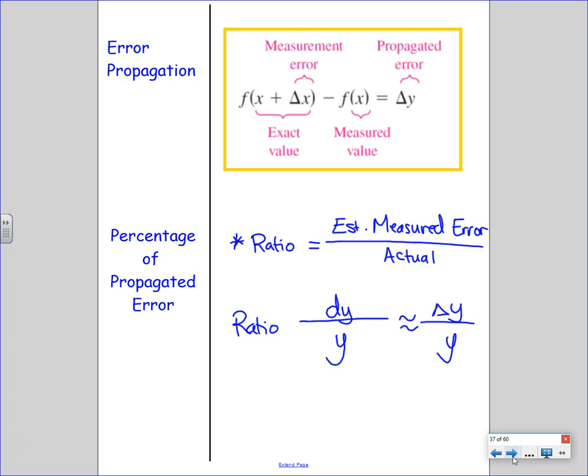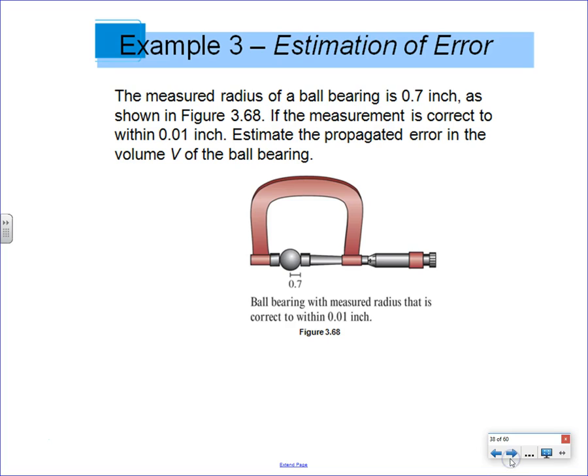So if this is the estimated measurement error over the actual, you can think the propagated error over the actual would be delta y over y, so we can approximate with dy over y, using what we talked about with dy and y. So we have the following.